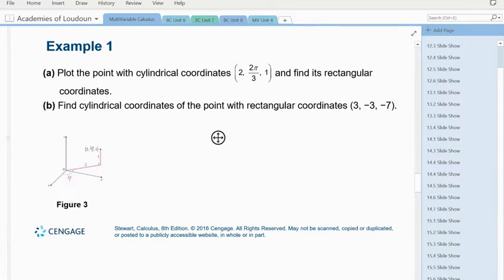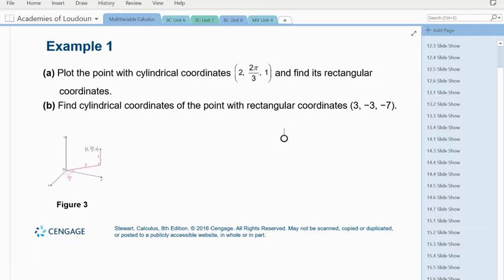So let's take a look at example 1. We're going to plot the point with cylindrical coordinates 2, 2 pi over 3, 1, and then find its rectangular coordinates. And then for part B, we're going to find the cylindrical coordinates with rectangular coordinates 3, negative 3, 7.